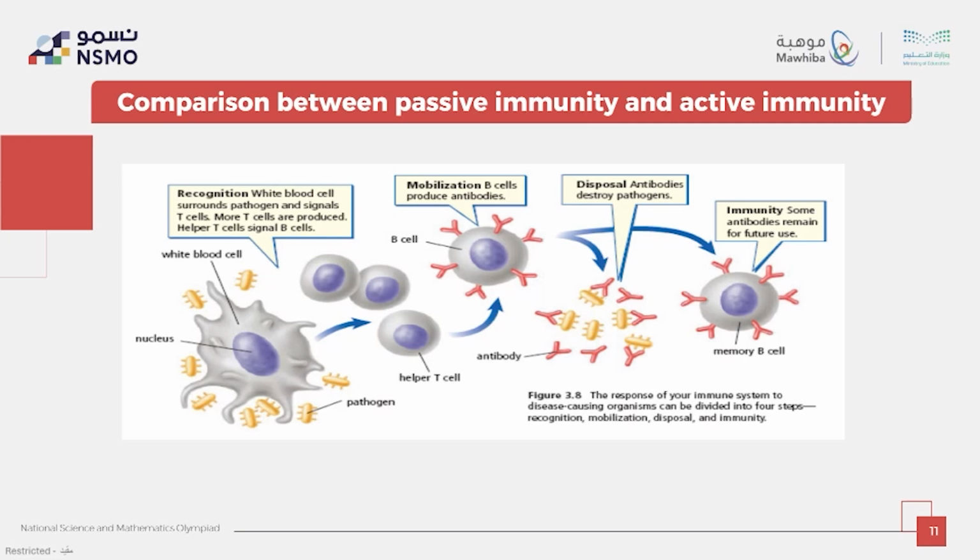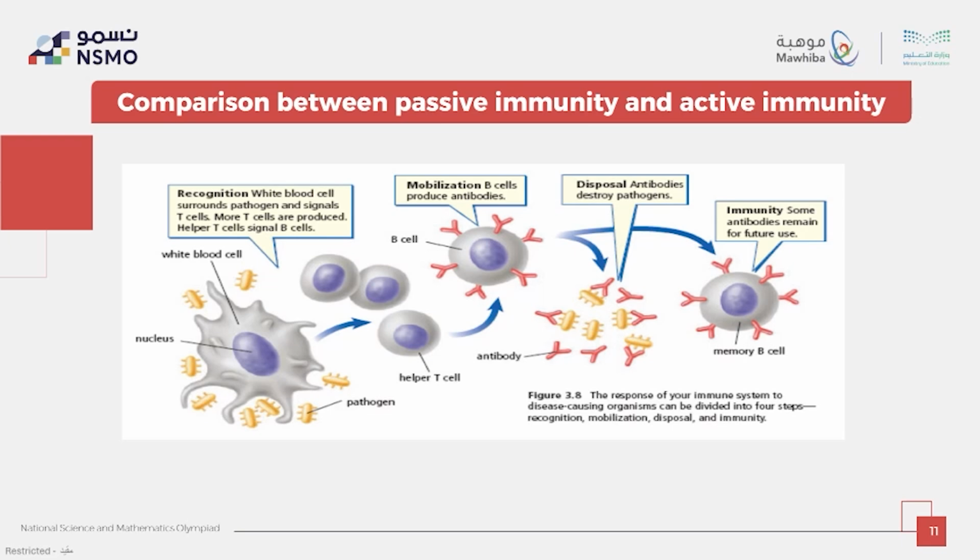In passive immunity, we will see the body receives antibodies, no memory cells are created, temporary protection, and examples such as mother and baby. So, why is it titled with comparison? Because the purpose of the slide is not only to show how immunity works, but to compare two different paths of gaining immunity in the body.